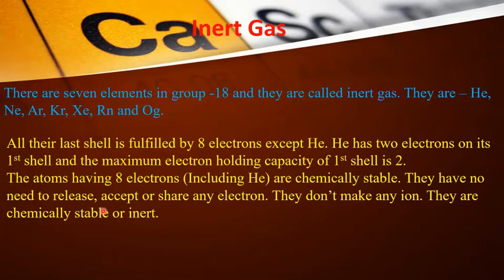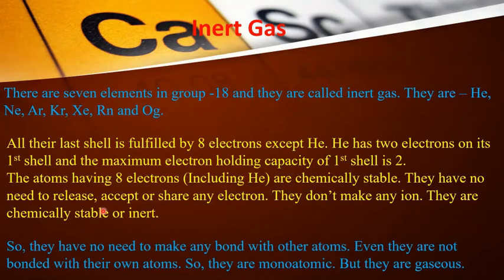or share any electron. They don't make any ion. They are chemically stable or inert. So they have no need to make any bond with other atoms. Even they are not bonded with their own atoms. So they are monoatomic, but they are gaseous. These inert gases are also called noble gases.